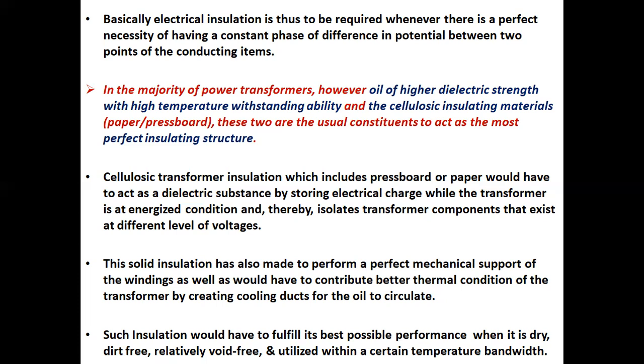Cellulosic transformer insulation, which includes pressboard or paper, acts as a dielectric substance by storing electrical charge while the transformer is in energized condition, and thereby isolates transformer components that exist at different levels of voltage.